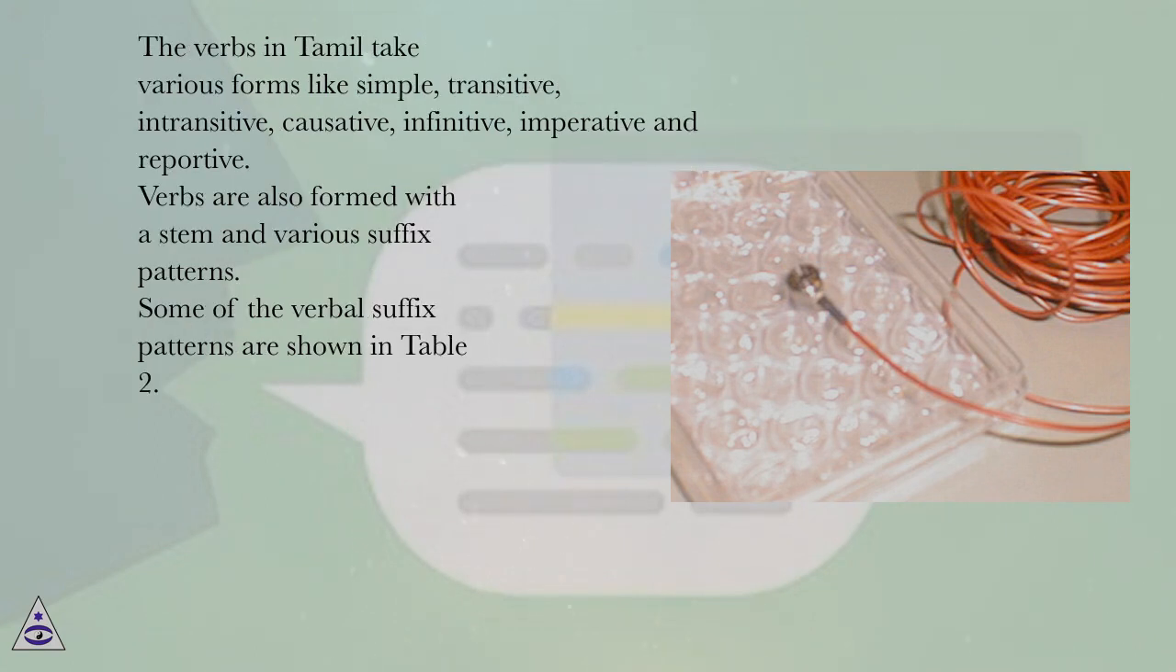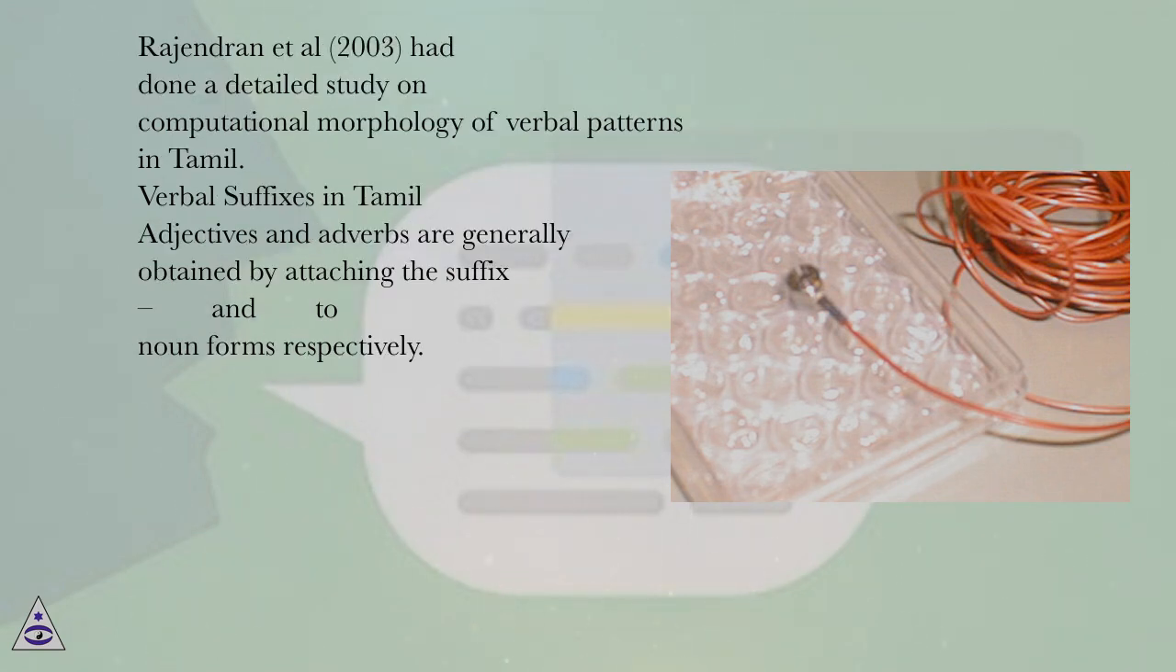The verbs in Tamil take various forms like simple, transitive, intransitive, causative, infinitive, imperative and reportive. Verbs are also formed with a stem in various suffix patterns. Some of the verbal suffix patterns are shown in Table 2. Rajendran et al., 2003, had done a detailed study on computational morphology of verbal patterns in Tamil. Verbal suffixes in Tamil.